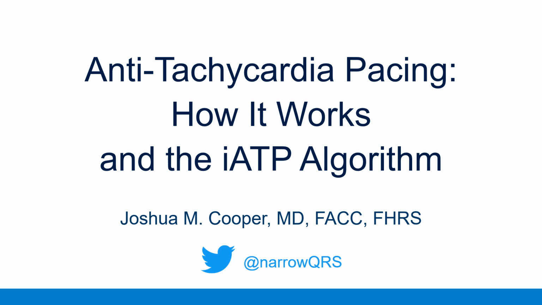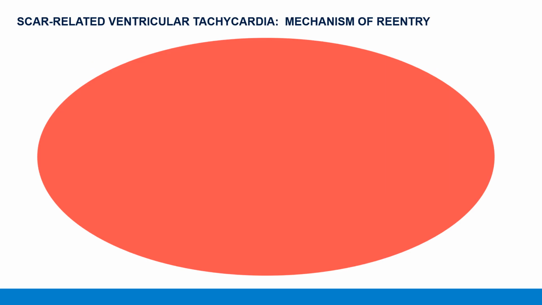In that video, we discuss how not to terminate reentry, but instead pace faster than the tachycardia to accelerate it and learn more information about the tachycardia circuit itself. But of course here, our goal is to terminate the reentry circuit, and we'll review how ATP works to accomplish this, as well as a new IATP algorithm that may improve upon previous ATP strategies.